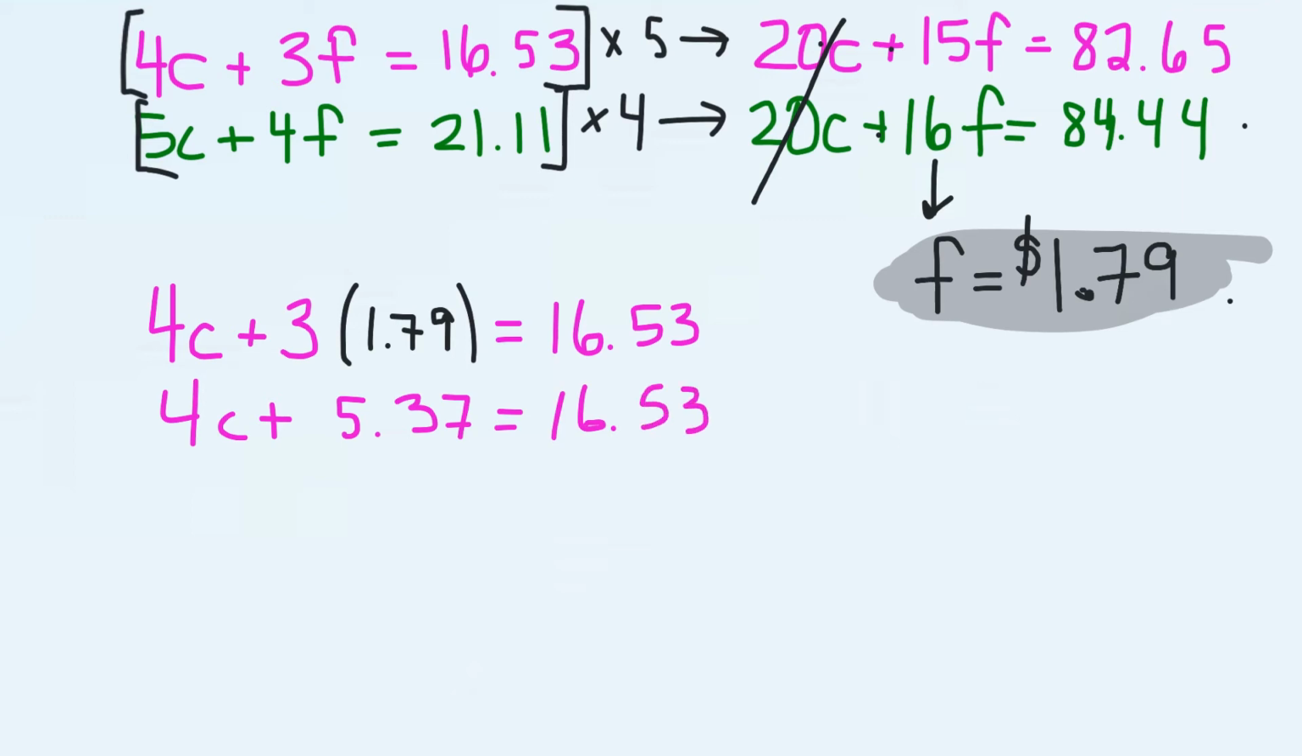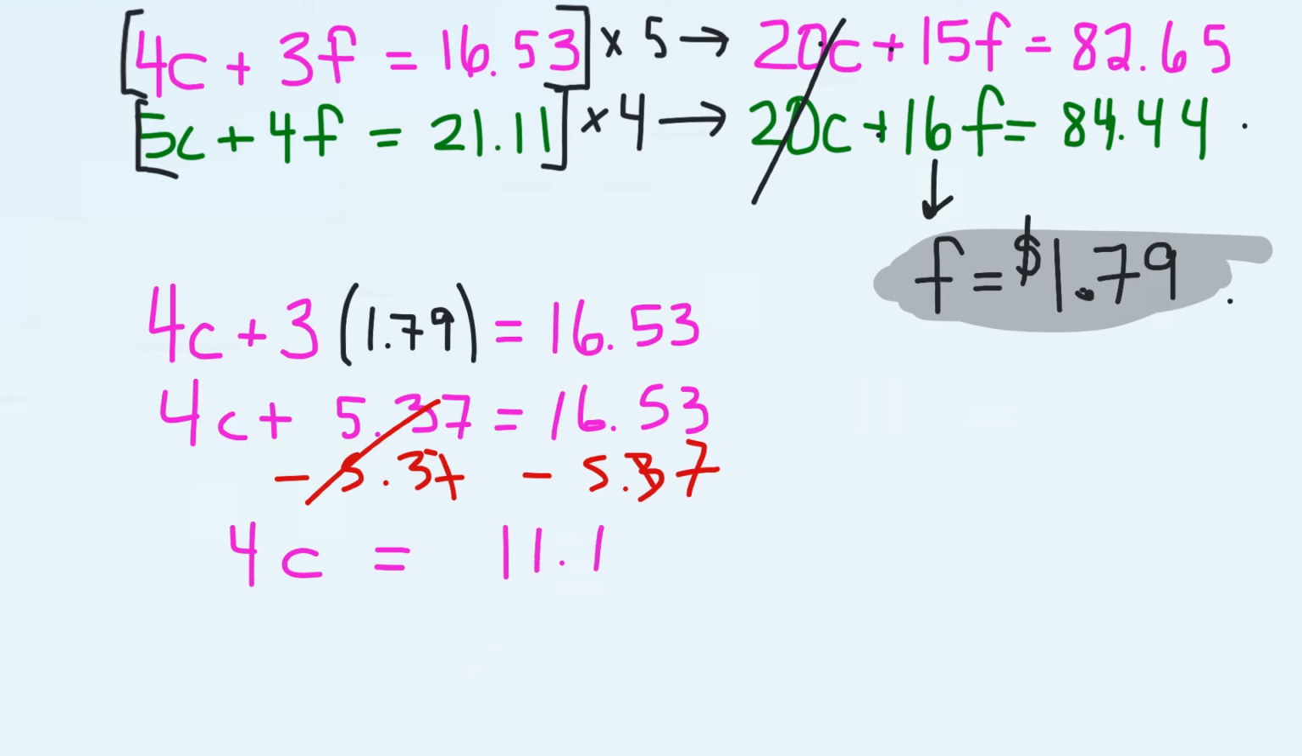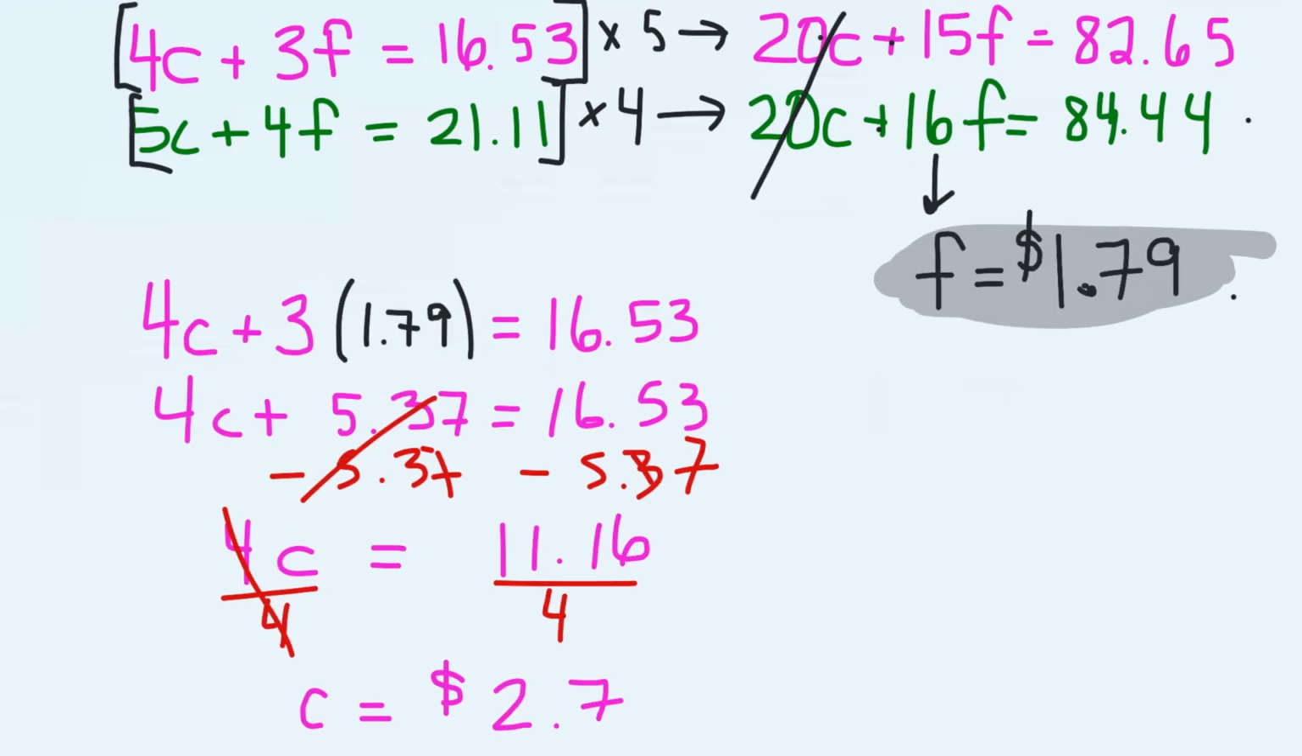And next we subtract 5.37 from both sides. Sorry, a little messy there. So that cancels out, and we have 4C equals 11.16. And our last step is to divide everything by 4 to completely isolate our variable C, which represents, again, the cost of a cheeseburger. And we get $2.79.